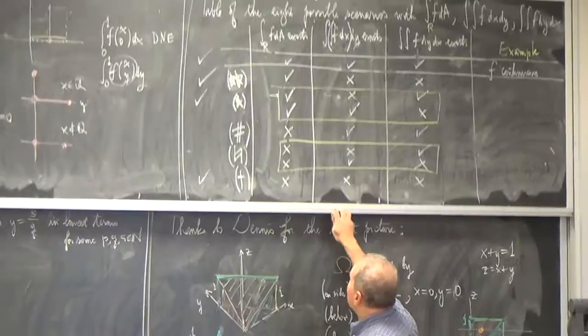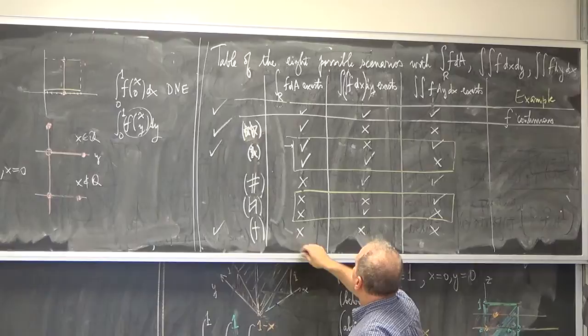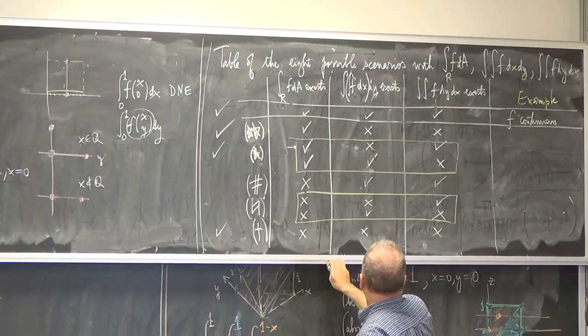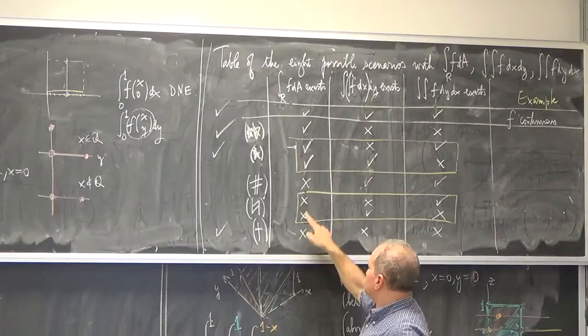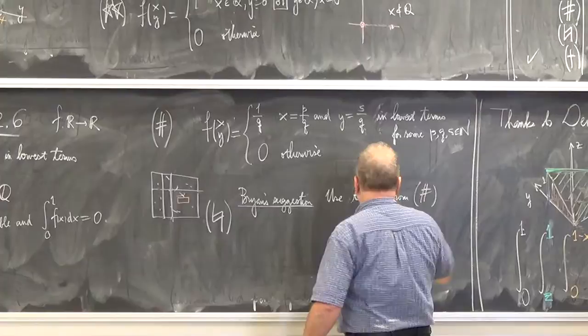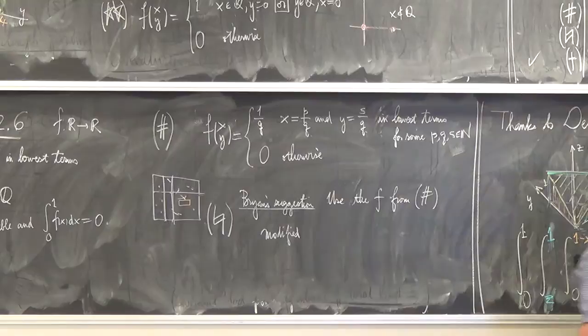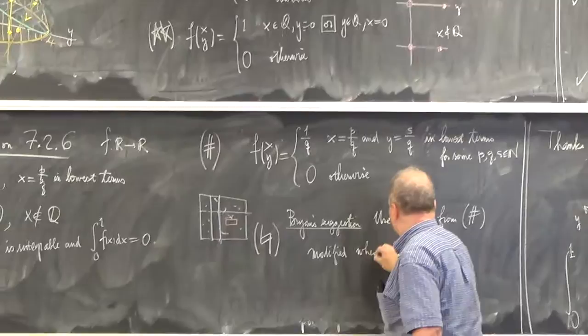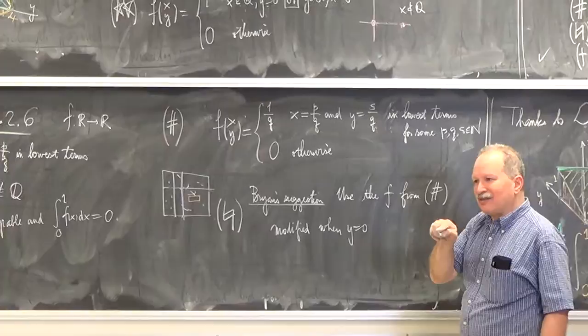Brian said, take the example we just did, where the double integral didn't exist. So we're trying to make the double integral not exist. So use the f from sharp, modified to mess it up for one y. Well, you know how to mess it up so that when y equals 0, the x integral doesn't work. Do the same thing we did there.